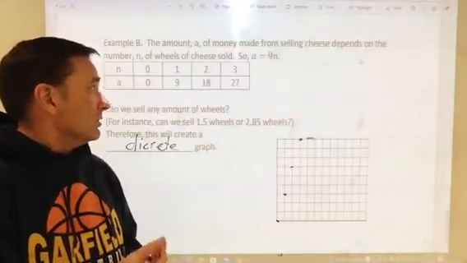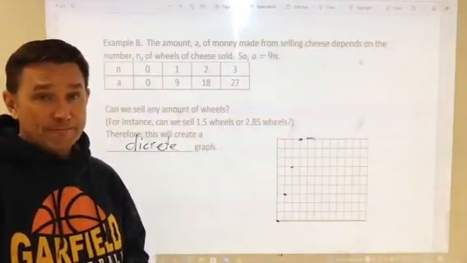So that's the difference between continuous and discrete. Hopefully this helps.